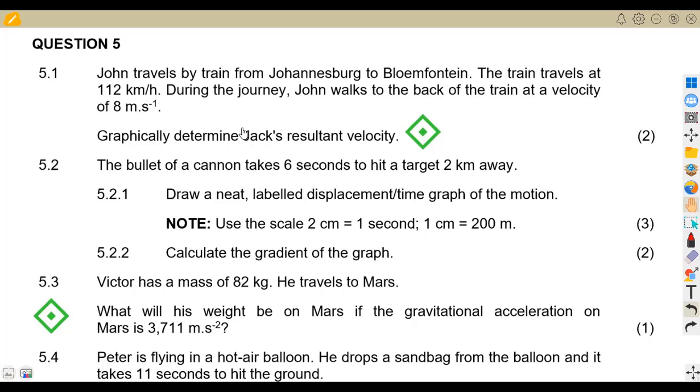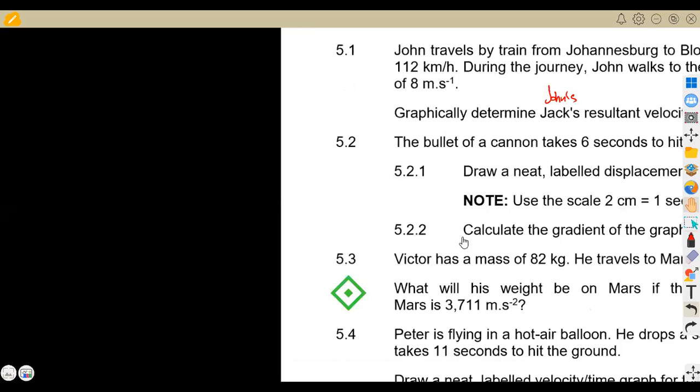All right. So this is John, not Jack, because all along it was John here. So this is supposed to be John's resultant velocity. It's going to depend with the way that you're going to represent this. We are given that the train is going from Johannesburg to Bloemfontein at 112 kilometers per hour. So the first thing is to convert 112 kilometers per hour. So you can convert this to meters per second.